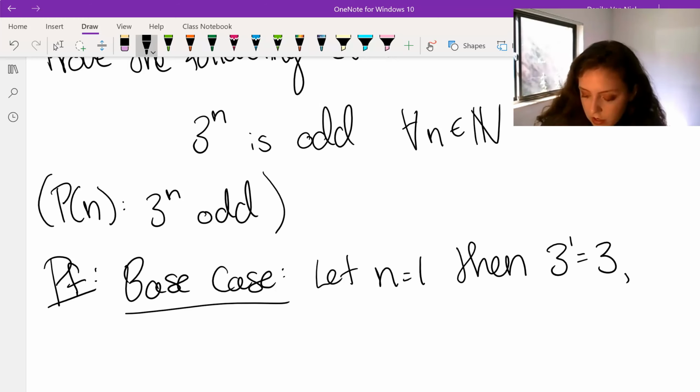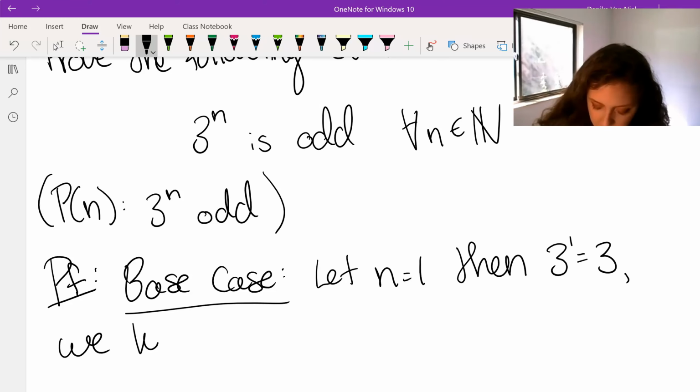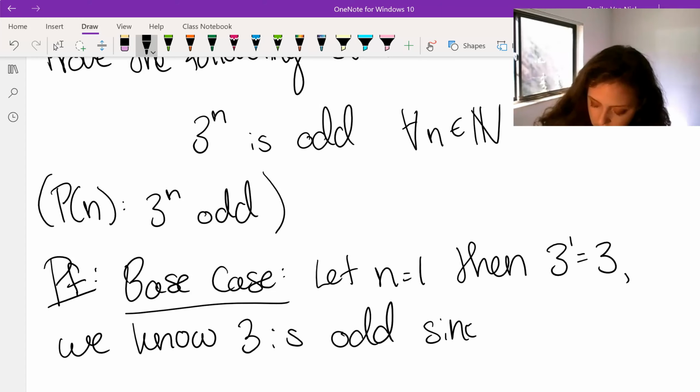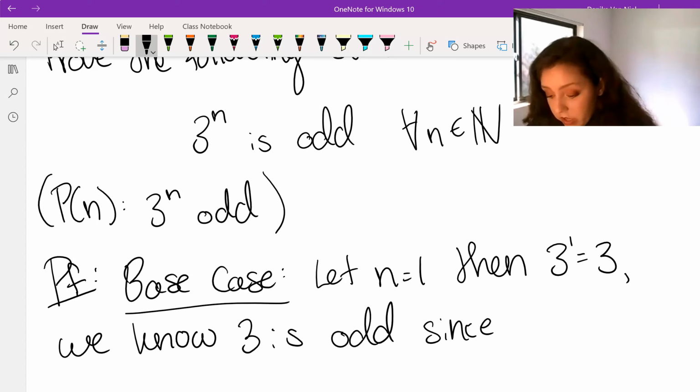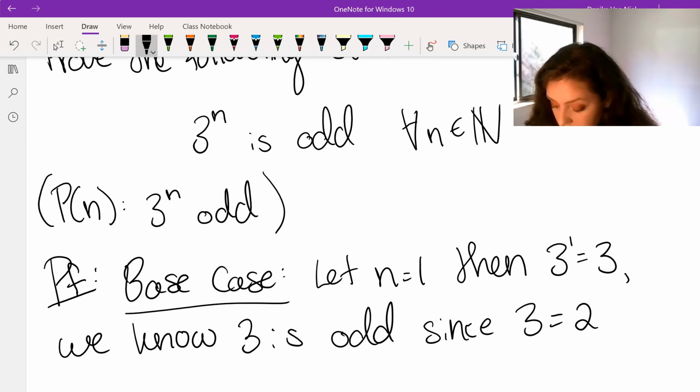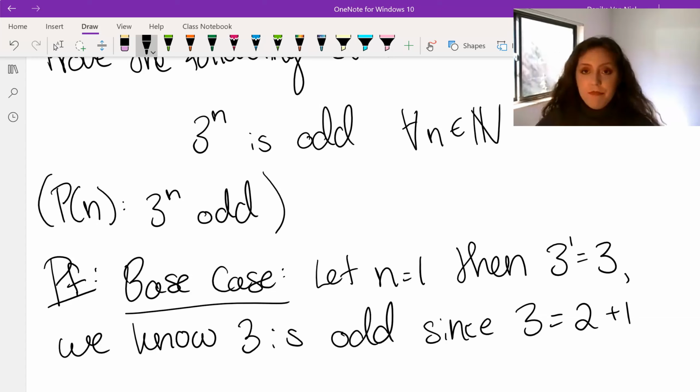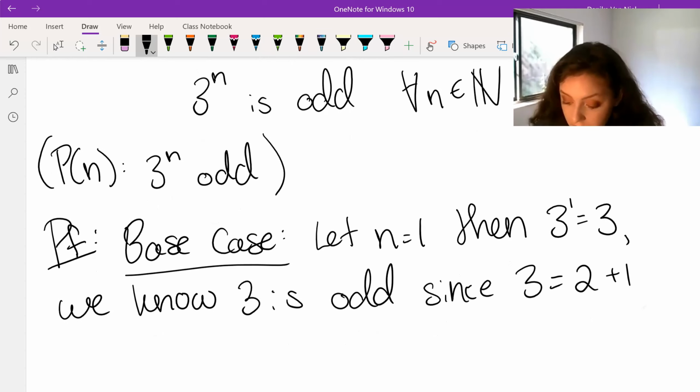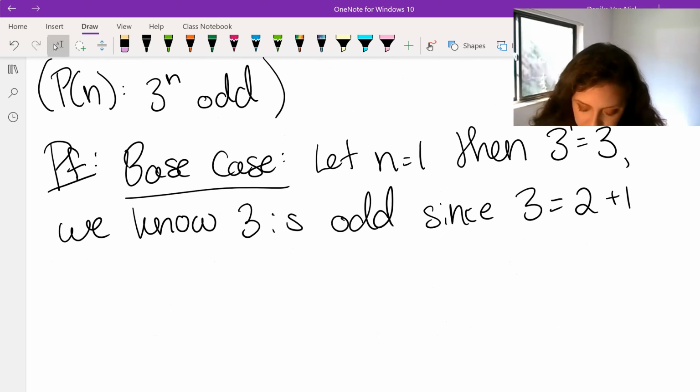Well, let's split it up. We know 3 is odd. And then just as an extra flair, since 3 equals 2 plus 1, so 2 times 1 plus 1. Remember, that's our definition of odd. It's 2 times an integer plus 1, or minus 1. So we could have also said 4 minus 1.